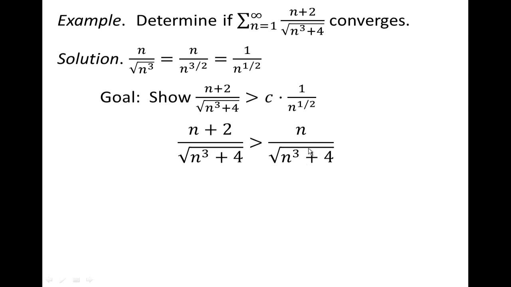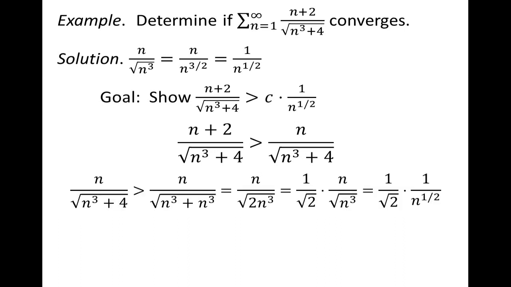If I just drop off the 4, I'm making my denominator smaller, which makes my whole fraction larger. I don't want to go larger, I want to go smaller. So here's the standard maneuver with this type of thing. I'm going to replace basically anything that's less than n cubed with n cubed, as long as it makes sense. Is it true that if I replace 4 by n cubed, I get something larger? Well, when n is large enough, yes, that's true. Okay, so I'm going to replace 4 by n cubed.